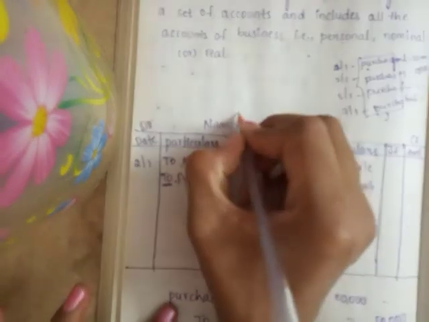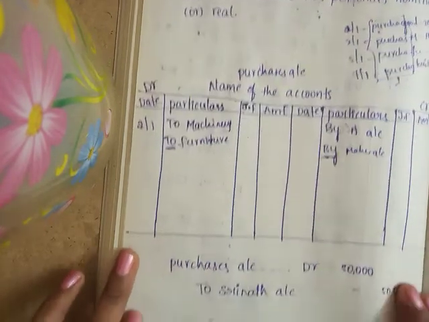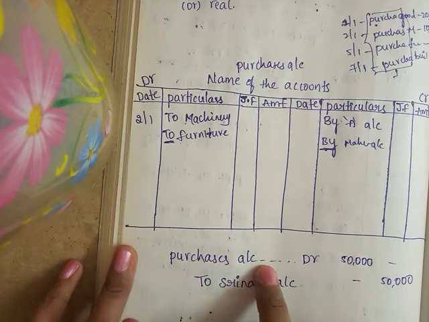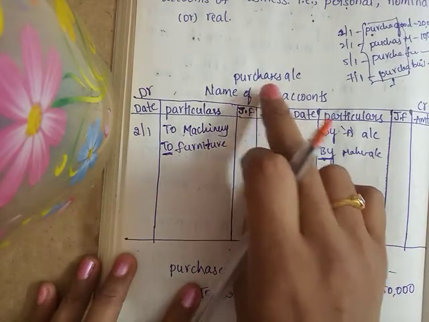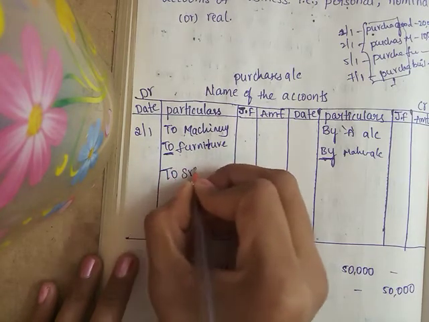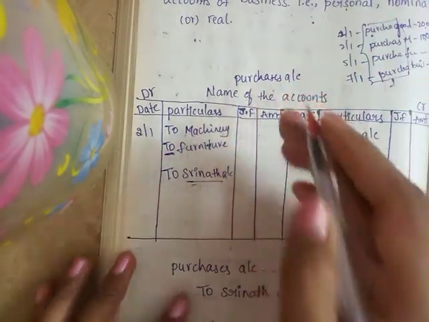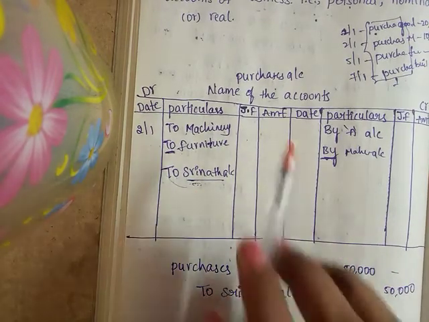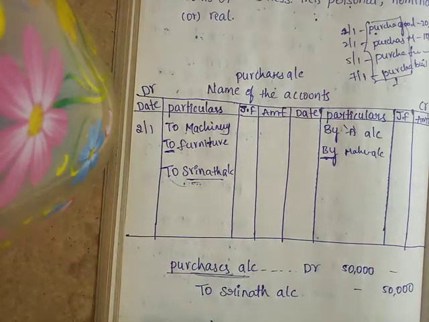Suppose the name of the account, for this example, is Purchases account. See what the entry is: Purchases account debtor, so debtor means it is a debit. If any account is debited in the journal, then posting is made on the debit side of the account. So this is the debit side, and this is the Purchases account. On the opposite side you have to write "To Srinath account". Here you do not write purchases, because this is already the purchases account. You write the opposite party here. Got it? If any account is debited in the journal, then posting is made on the debit side of the account.